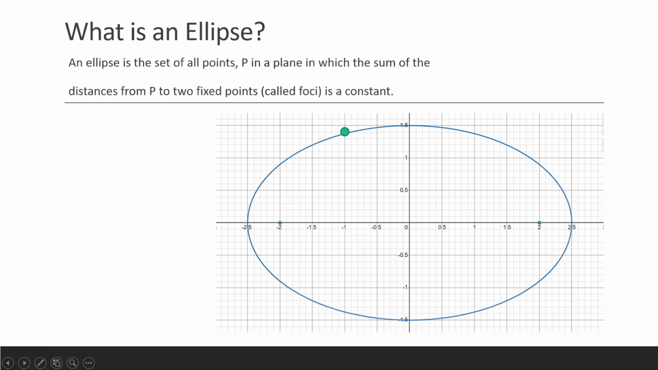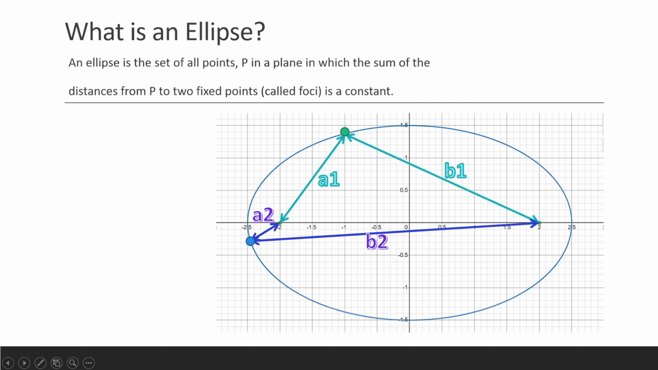Let's say I pick a point on the plane, right here. If we measure the distance to both foci and add them together, you get A1 plus B1. Now, let's pick another point on the plane, right here. If we measure its distance from both foci, let's call it A2 plus B2, you'll find that it is the same. A1 plus B1 is equal to A2 plus B2.